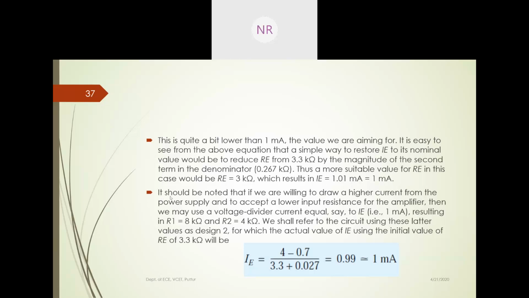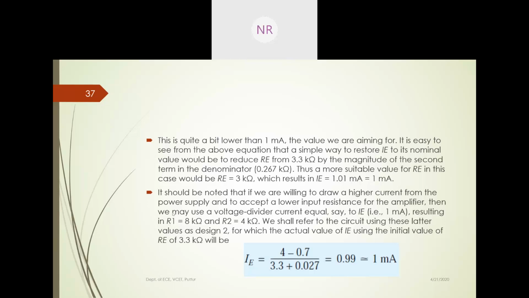Okay. So it should be noted that if you are willing to draw the higher current, all these things are not required. So next is the second design. The second design is considering voltage divider current equal to IE, that is 1 milliampere. So if you substitute IE equals 1 milliampere, you follow the same procedure.